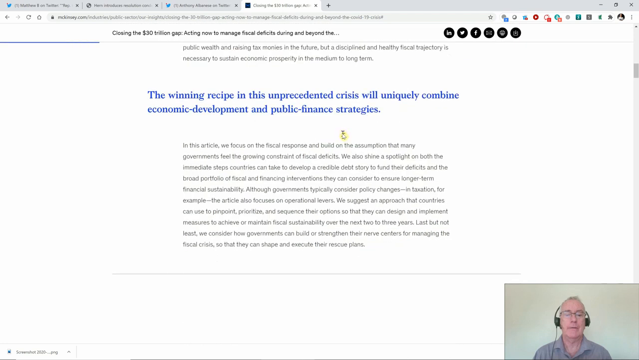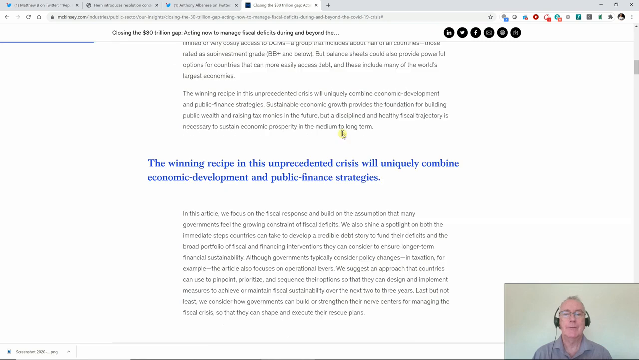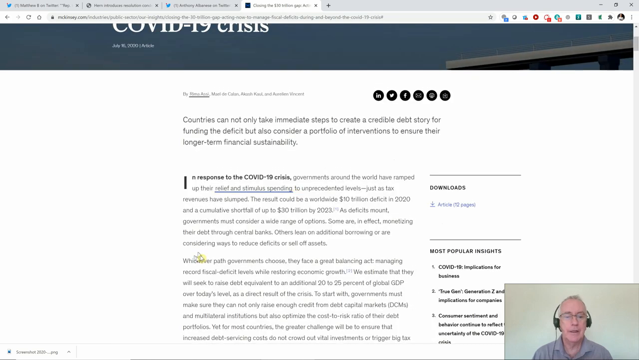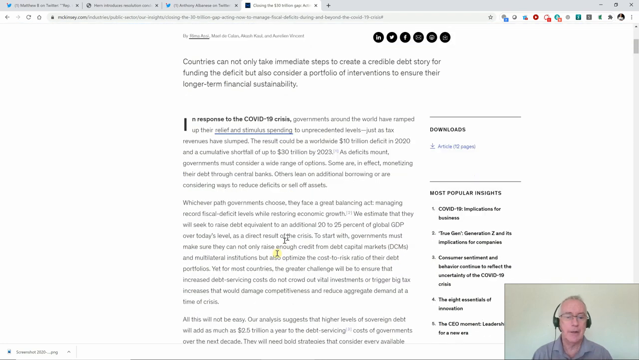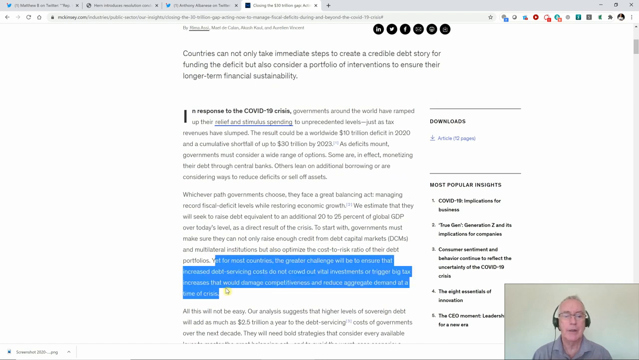And there's a little comment that I've highlighted. Let's see where we can find it. Yes. Have to monetize the deficit, optimize the cost ratio. The greater challenge, this is a classic one, the greater challenge will be to ensure that increased debt servicing costs do not crowd out vital investments by the private sector, obviously, or trigger big tax increases that would damage competitiveness and reduce aggregate demand at a time of crisis.